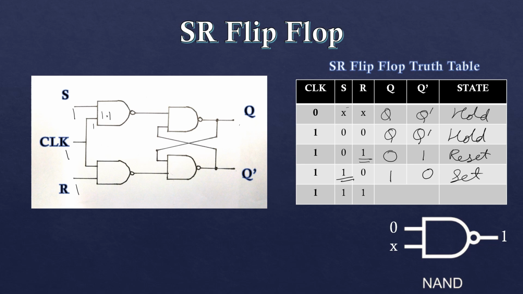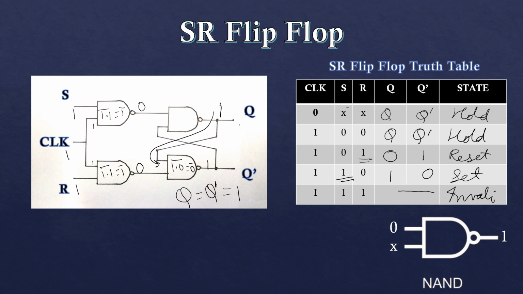Now when set is 1 and reset is also 1, what will happen? 1 into 1 whole bar is equal to 1 bar, that is 0. Now this input is 1, right? So 1 into 1 whole bar is equal to 1 bar is equal to 0. So now when 0 and 0 are passed to the NAND gate, it will become 1, and this one will go here, and 1 into 0 whole bar is 0 bar, which is 1. Now Q is equal to Q bar. It is violating the property. There is no value for this, and I will write invalid. This is how you can represent the SR flip-flop truth table.